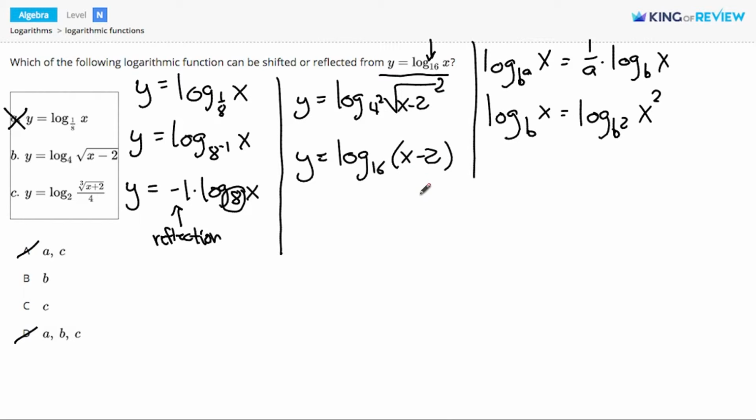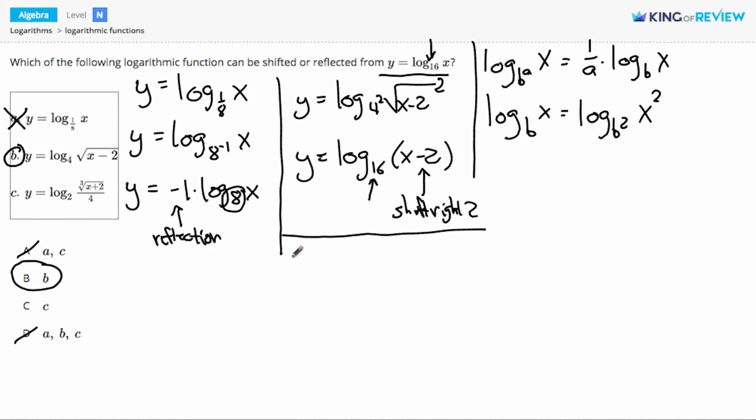When you have minus 2 inside the function, that means it's going to shift to the right 2 units. So B is a shift of y equals log base 16 of x, since 16 is the base of our log. B works, and based on the choices we have left, the answer to this problem must be multiple choice B. But just to make sure, let's look at why C doesn't work.